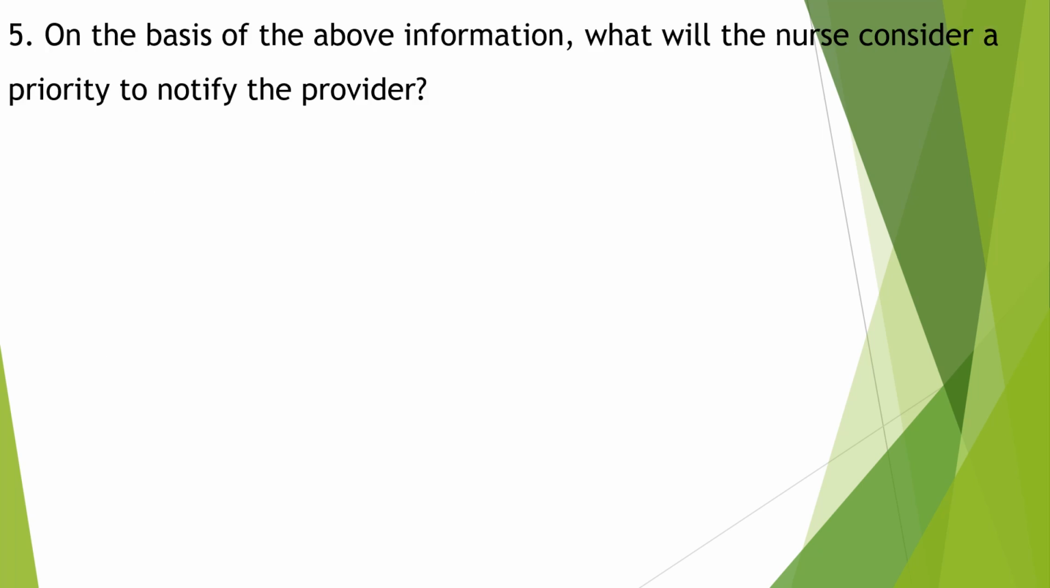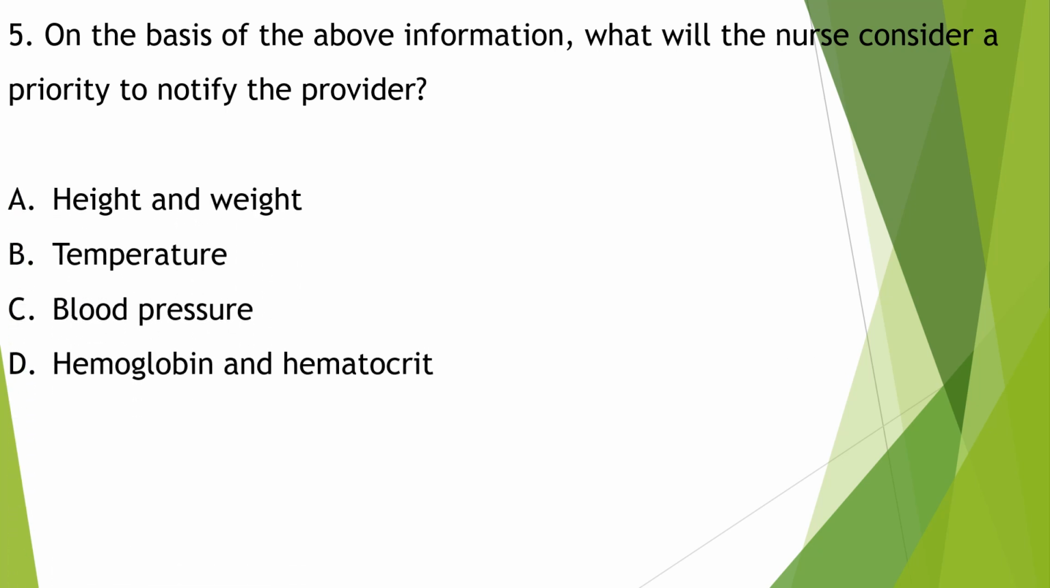On the basis of the above information, what will the nurse consider the priority to notify the provider? Height and weight, temperature, blood pressure, hemoglobin and hematocrit. Jack's hemoglobin is 7.6 and hematocrit is 21.2. This probably accounts for the pulse of 133. His weight is on the low end of normal for his height but not a priority of care.